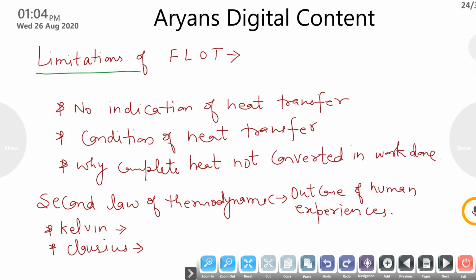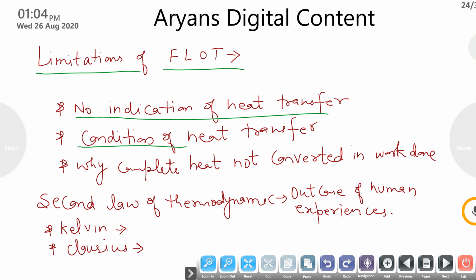Now there are some limitations of the first law of thermodynamics. Due to that, we have discovered the second law of thermodynamics. Now what are the limitations? First, it has no indication of heat transfer, meaning there is no indication of the direction in which heat is going.